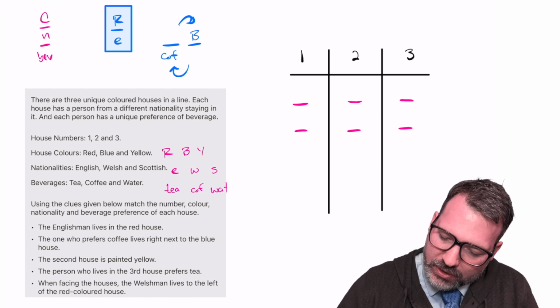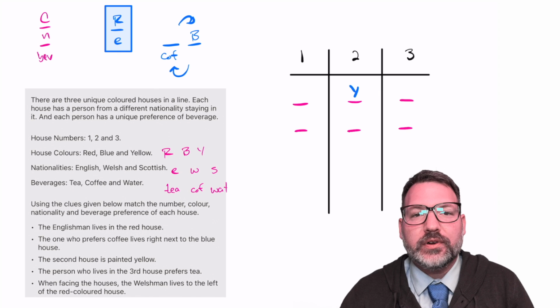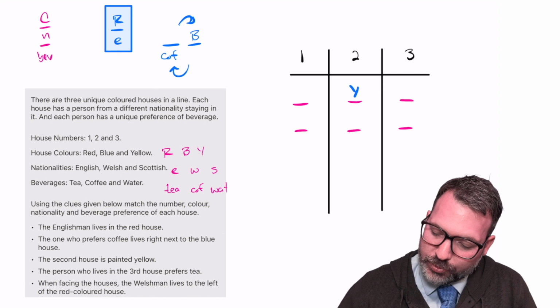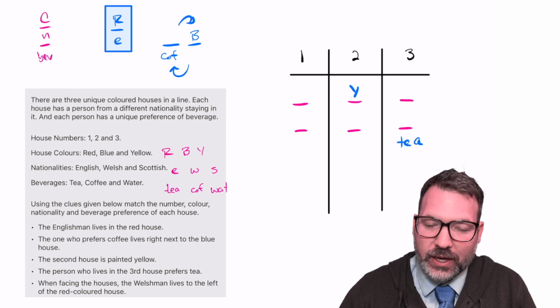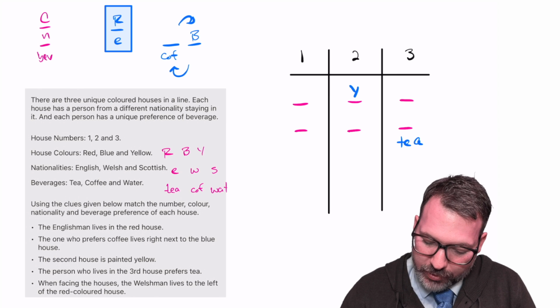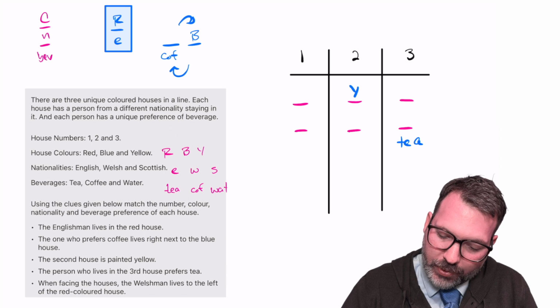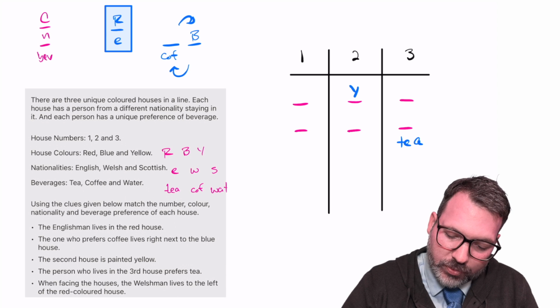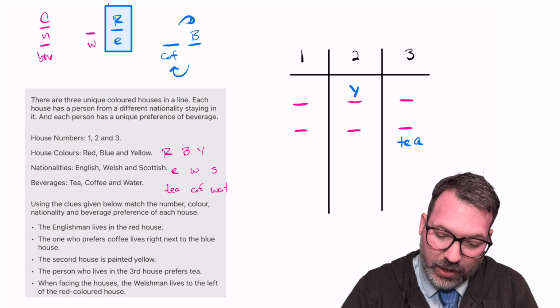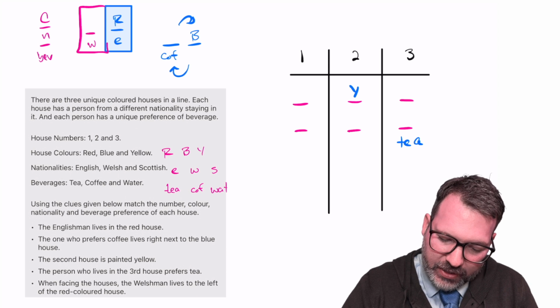The second house is painted yellow. Absolute best kind of clue. We can just put that right on the diagram. The person who lives in the 3rd house prefers tea. Again, absolute best kind of clue. Put that right on our diagram. And when facing the houses, the Welshman lives to the left of the red-colored house. Oh, so we can actually combine that with what we already know. The Welshman must live to the left of that red-colored house. So we can kind of extend our block here.